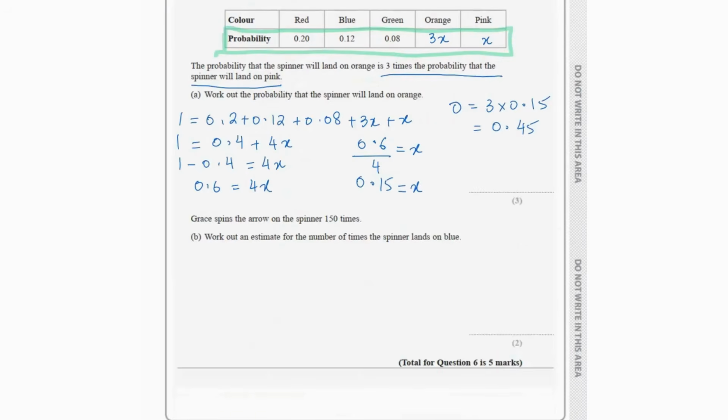Then Grace spins the arrow on the spinner 150 times. We have to work out an estimate for the number of times the spinner lands on blue. So whatever is the probability of blue, you will multiply it by the number of times the spinner is spun. So 150 times 0.12 gives us 18. So 18 is the number of times the spinner will land on blue. Very simple question. These types of questions are very scoring, so you can easily score these 5 marks. Easily.